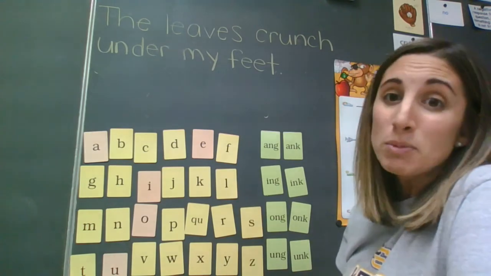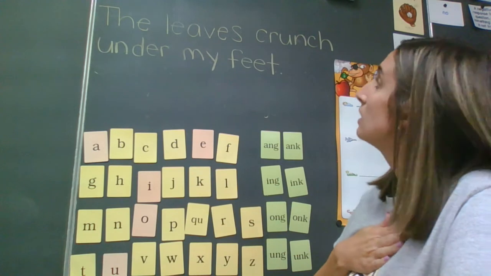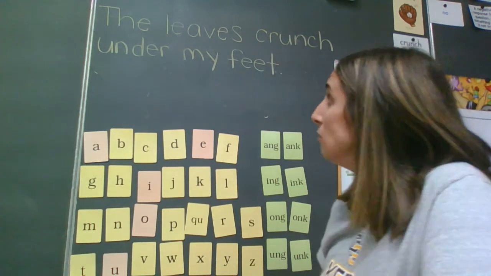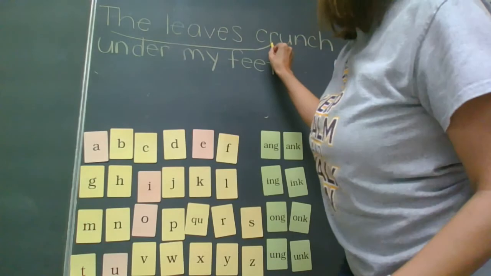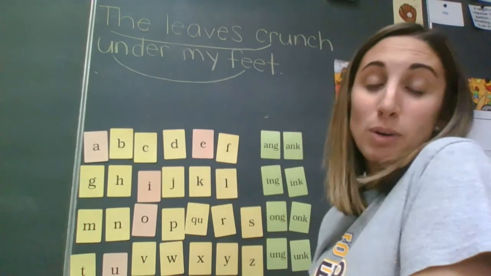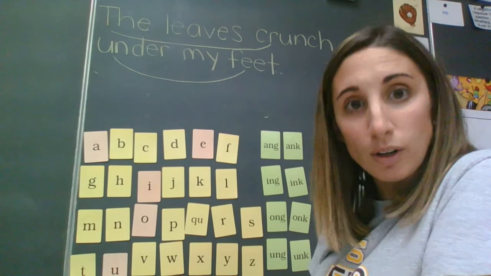And there might be more than one answer. If it were me, let me say it. The leaves crunch under my feet. I would probably put these first 3 words together. The leaves crunch under my feet. And the last 3 words together. So go ahead and scoop it on page 60 in your notebook.